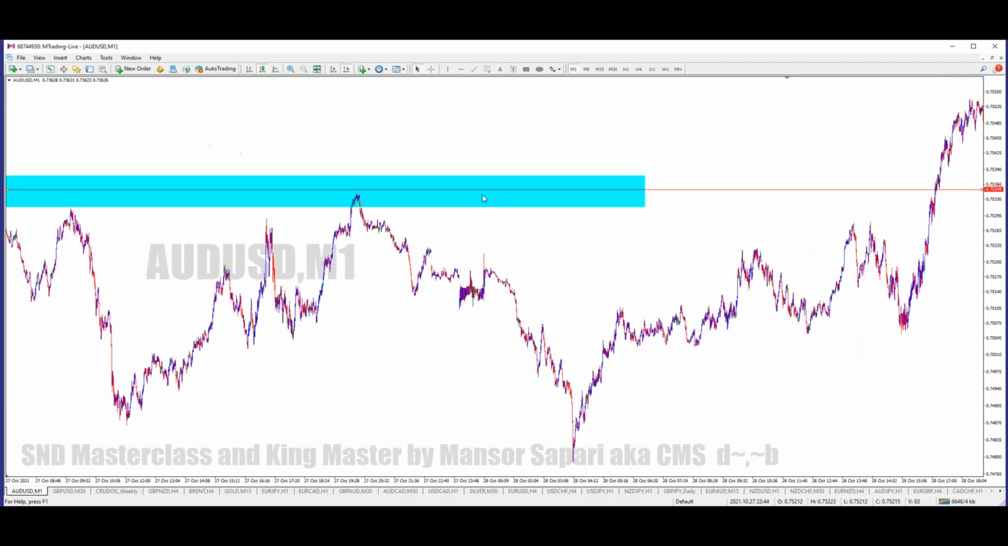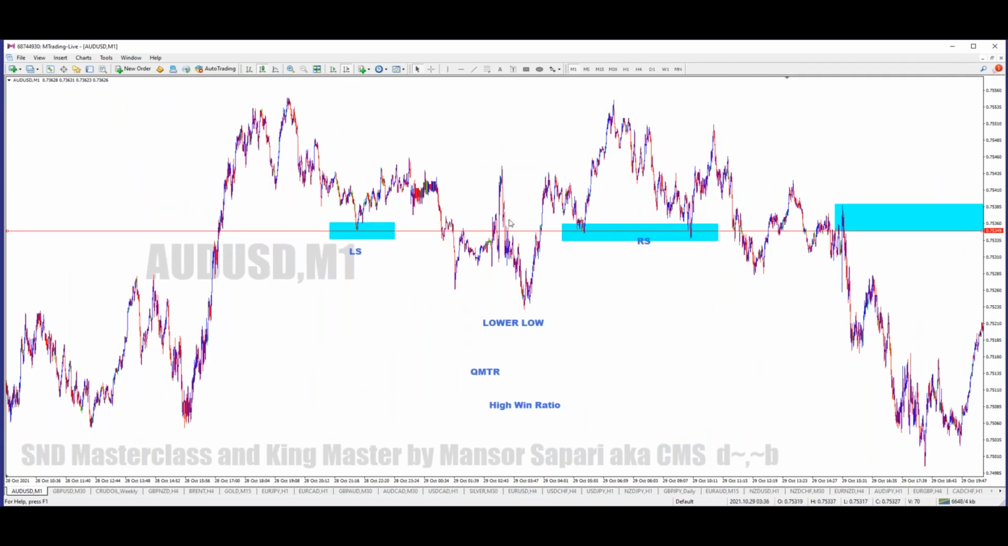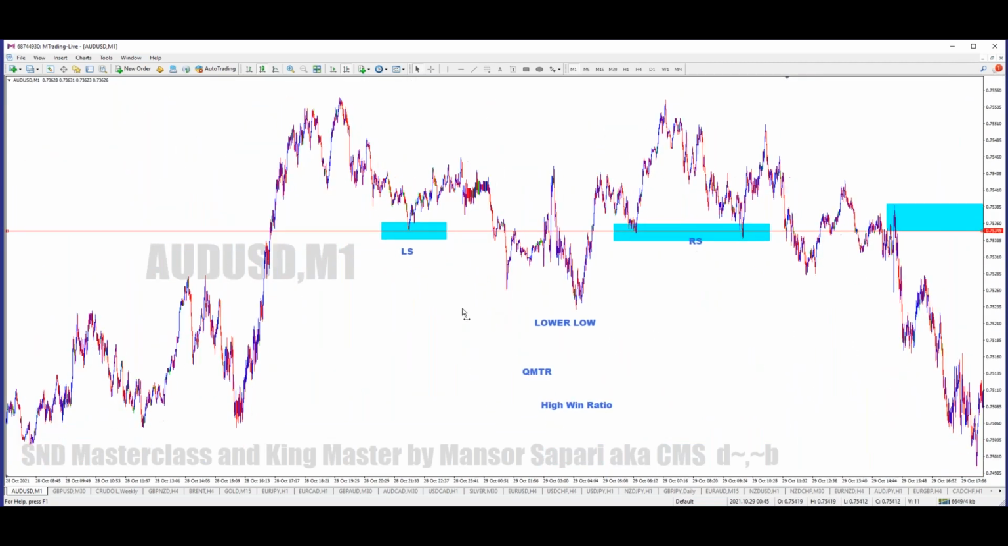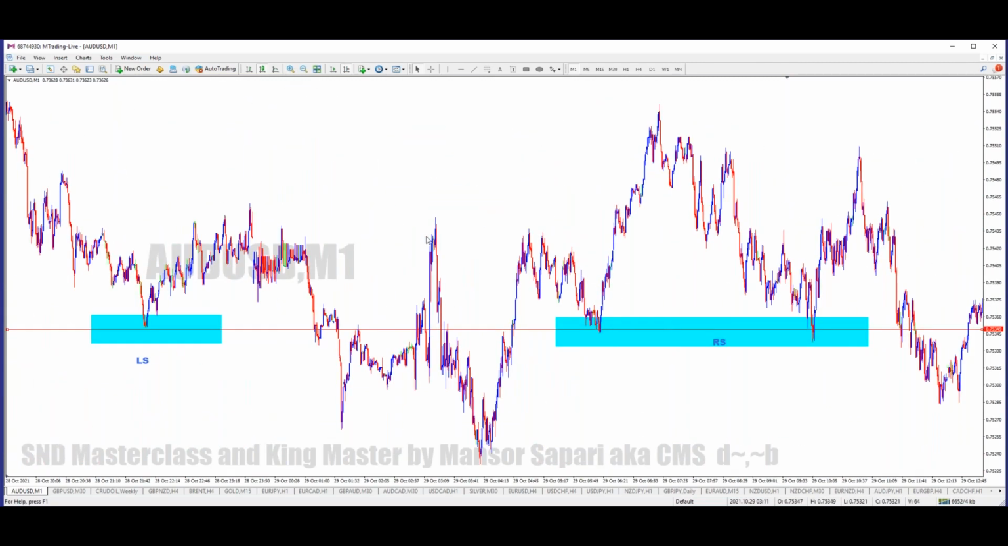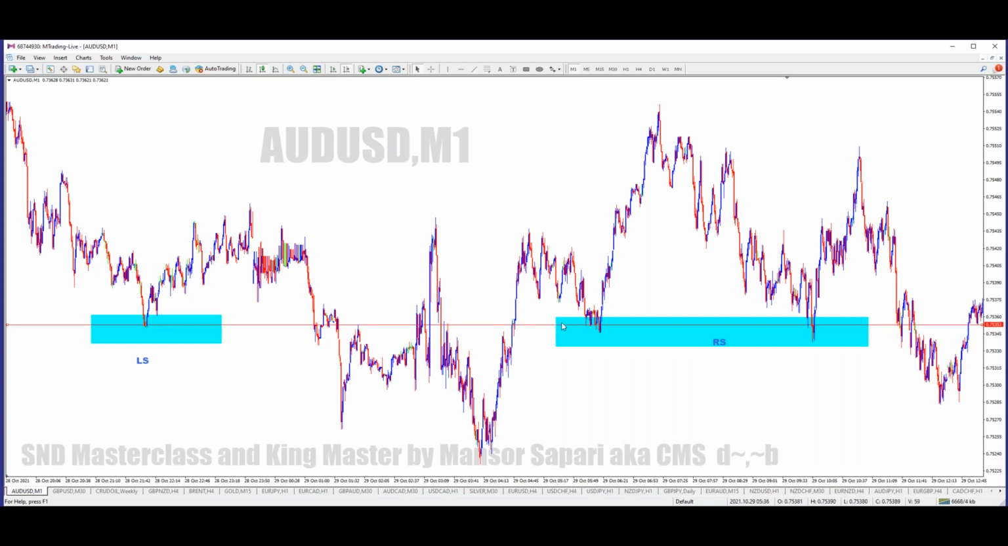Let me check on M1. Okay, this is your M1. Do you still follow? You have a left support, you have a lower low over here, you have two left supports over here. Do you see any price cap, a drop base rally, over here? This is your price cap.